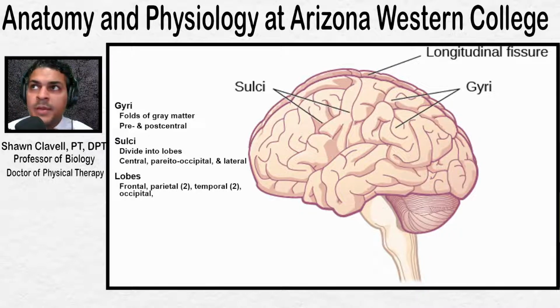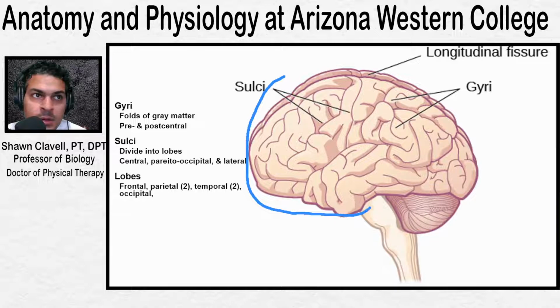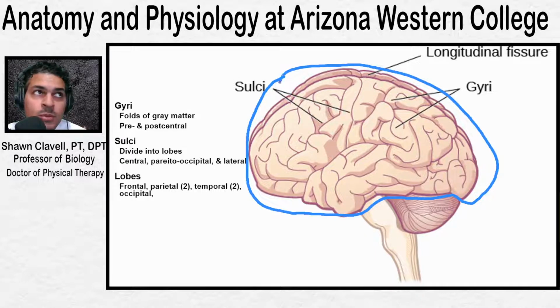All right, let's talk about the anatomy of the brain, starting with the cerebrum. Now, the cerebrum is the big portion of the brain here. We'll highlight it for us. It takes up about 80% of the brain's mass here. So here we have the cerebrum, also referred to as the forebrain.